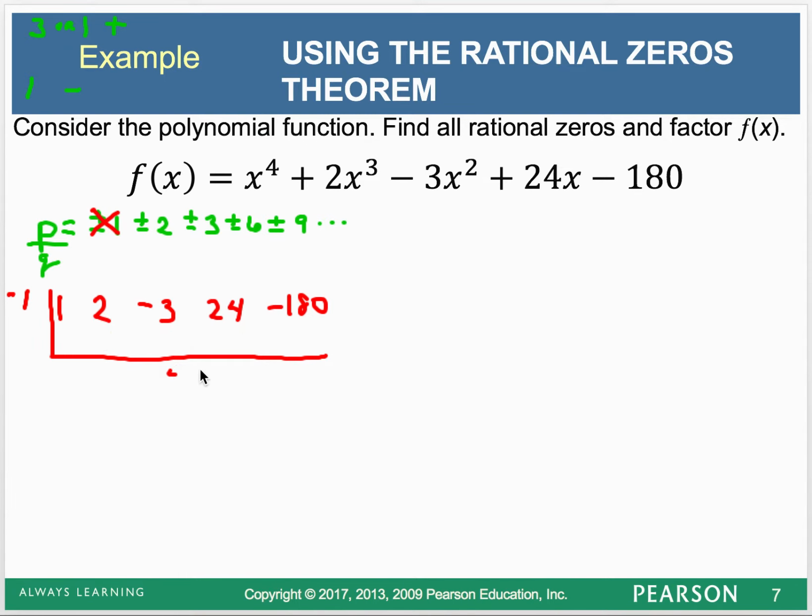Let's try 2. And you can see how it's nice when you get help from Descartes, right? 2 times 1 is 2. Add them together. 2 times 4 is 8. Add them together. 5 times 2 is 10. Add them together. And 2 times 34 is 68, not 180, so since it's not 180, whatever else it is, I don't care, right?